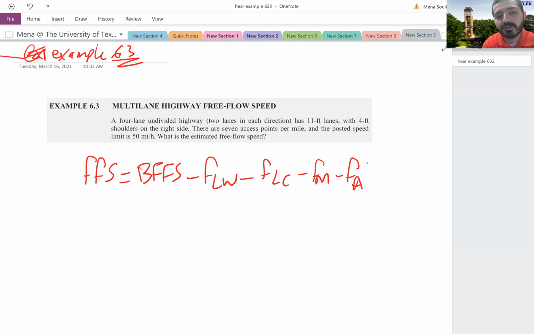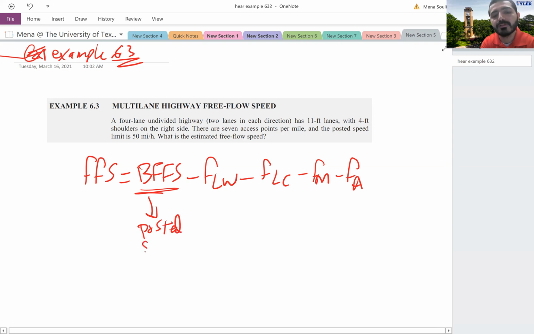All right, so let's get going here. So the BFFS, that's the very first thing. How can you obtain the BFFS? It can be provided to you, or if it's not provided, as I mentioned in the recorded lecture, the BFFS is the posted speed limit plus 5 miles per hour.